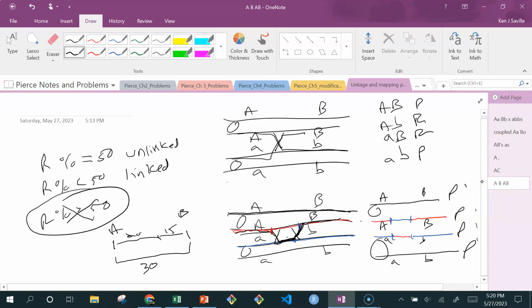So just to say it more simply, when genes get really far apart, the apparent recombination frequency is lower than it should be because double crossovers make it look like no crossover happened at all. And so it makes it look like parentals. I think that's all we need for linkage.